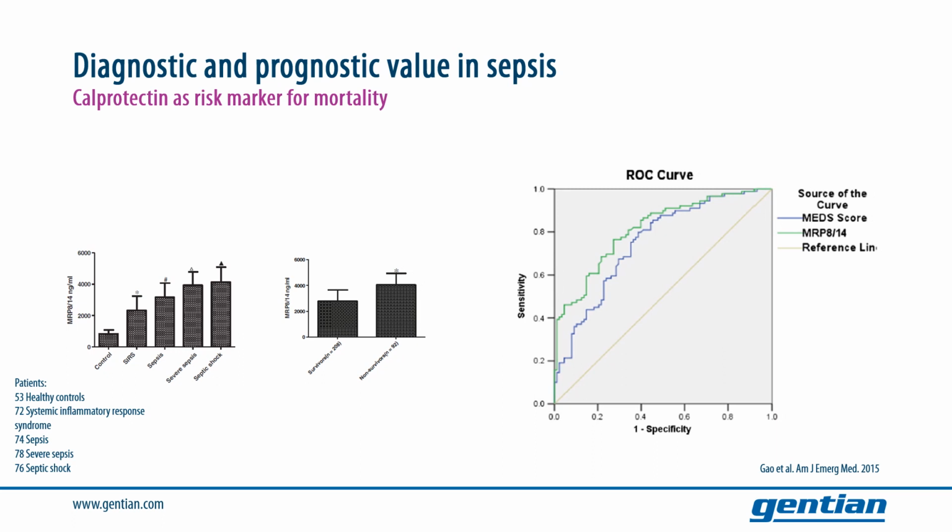And corresponding to the increased levels with mortality, if you look at this ROC curve, it shows the performance of calprotectin to predict mortality, which was even higher than the classical MET score for sepsis. Again, showing the potential to being able to start an earlier treatment with predictive calprotectin analysis.